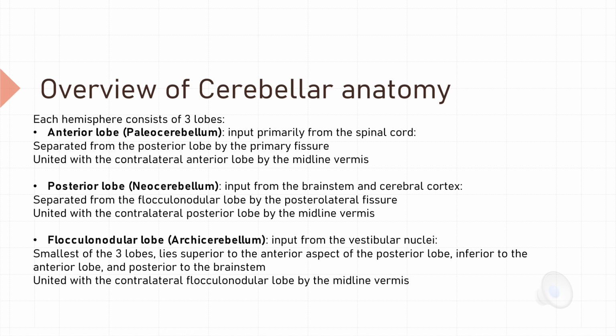The second most primitively functioning lobe is the paleocerebellum, or the anterior lobe, and it is responsible for the tone of the muscles. The neocerebellum, also the posterior cerebellum, is responsible for a more modern function, which is the coordination of movement.